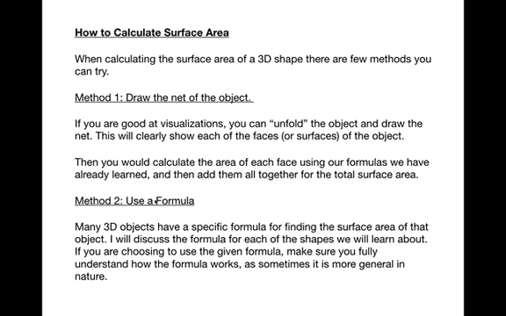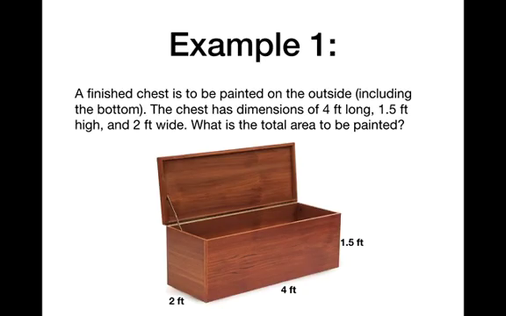Okay, so we'll do 3 examples and then I'll give you some work to try on your own. All right, so here's our first one. A finished chest is to be painted on the outside, including the bottom. The chest has dimensions of 4 feet long, 1.5 feet high, and 2 feet wide.